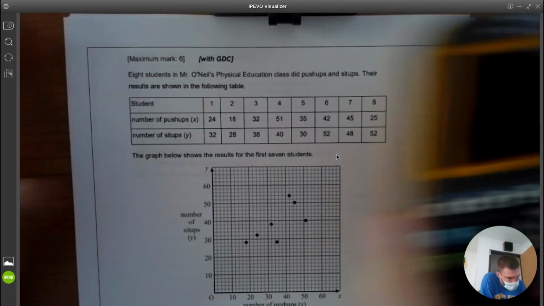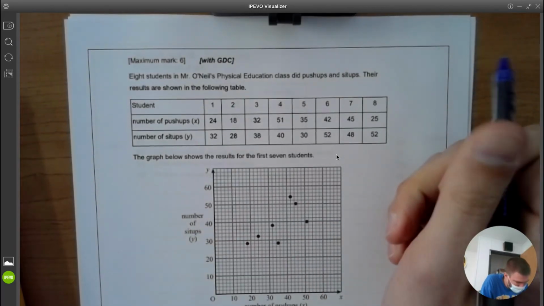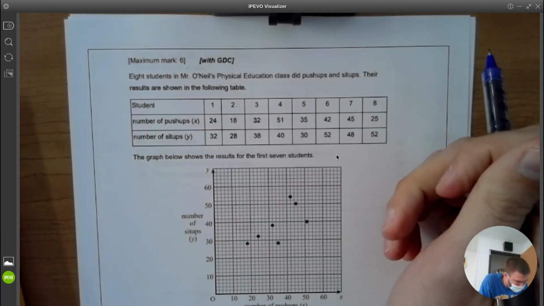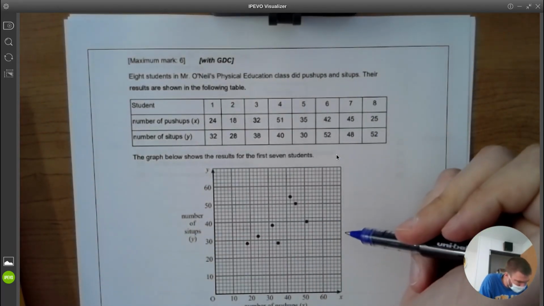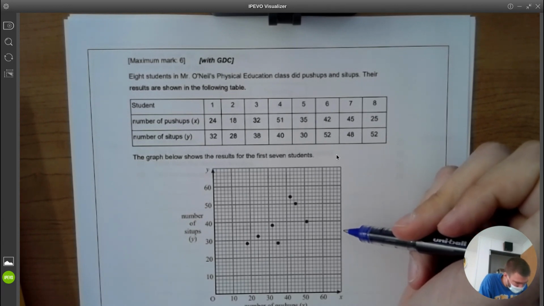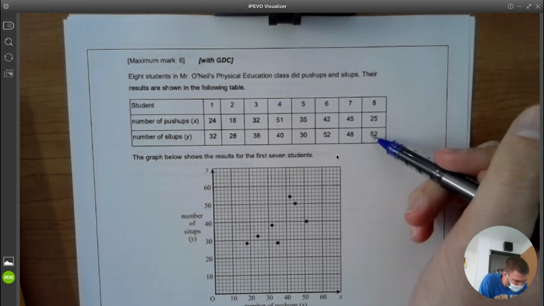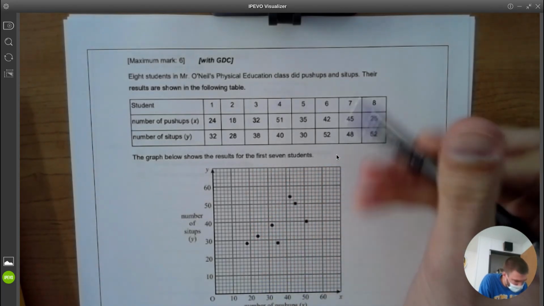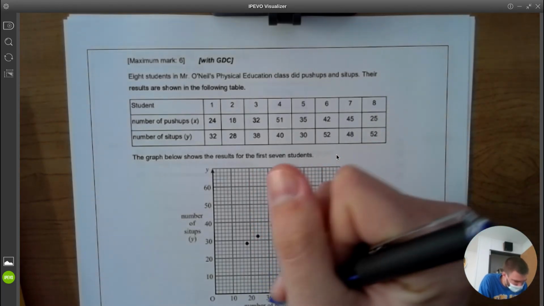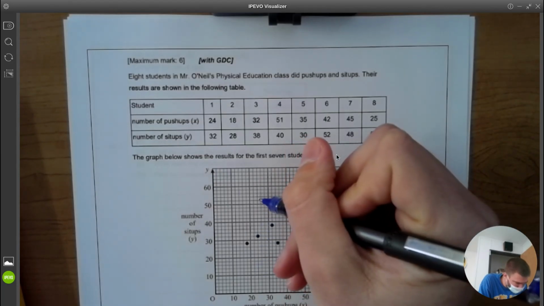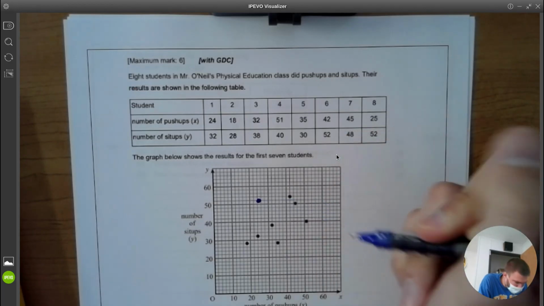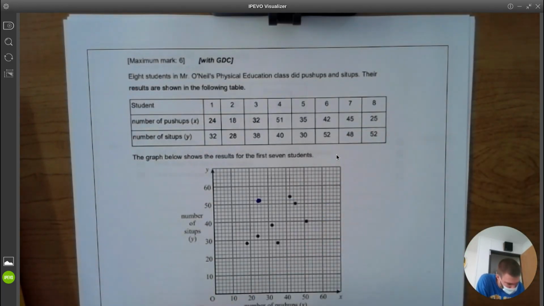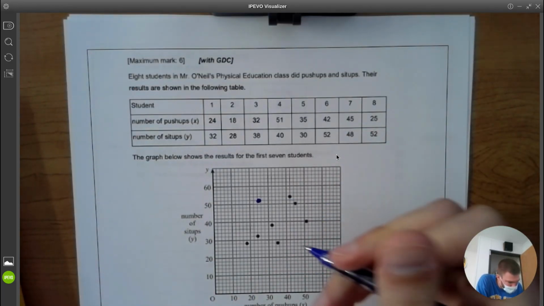With GDC. Plot the results for the 8th student. It's only 552. 25 push-ups, 52 sit-ups. That was easy.